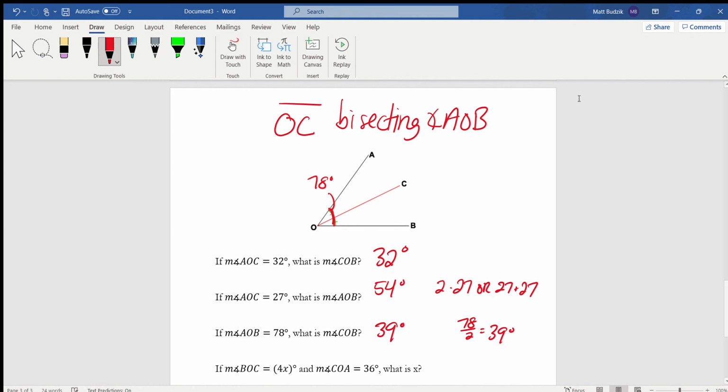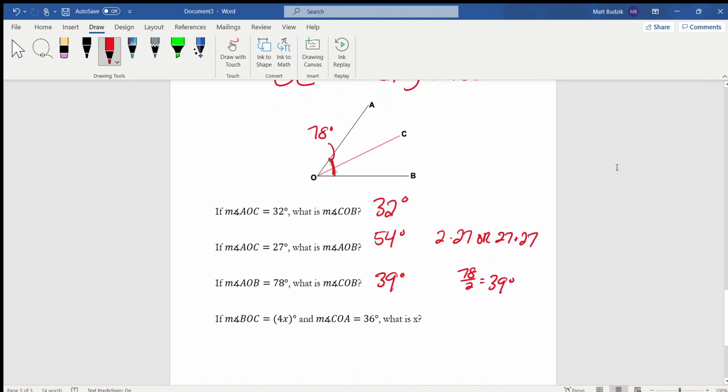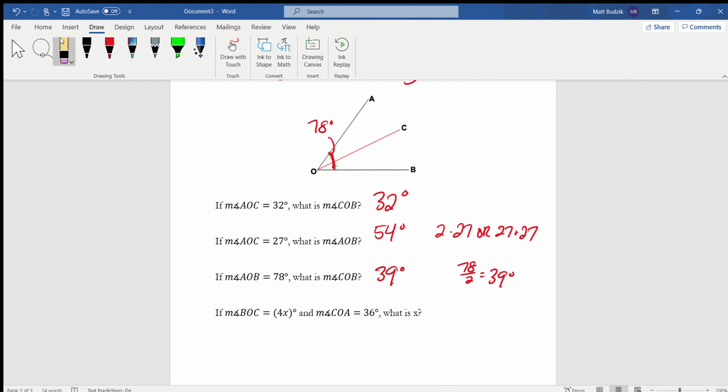Great. All right, last one. If BOC is equal to 4x and COA is equal to 36, what do we know about congruent angles? Oh yeah, they're equal. 4x is equal to 36, since they're congruent. So x is equal to 9. There we go, x equals 9.